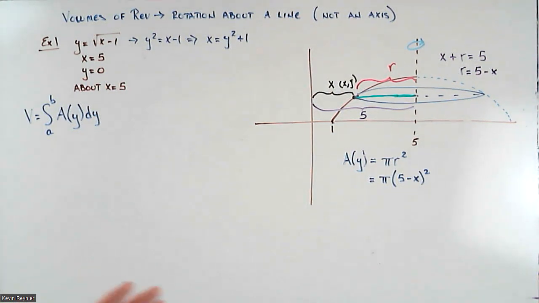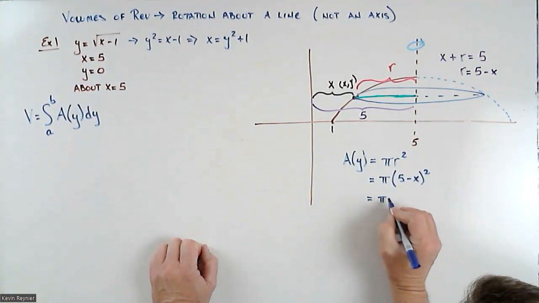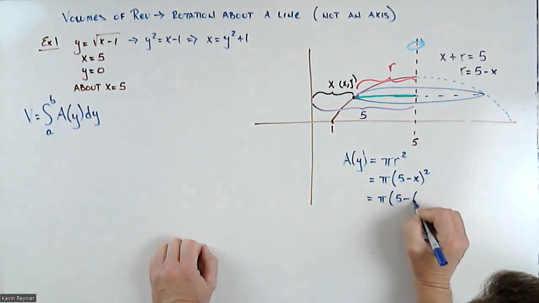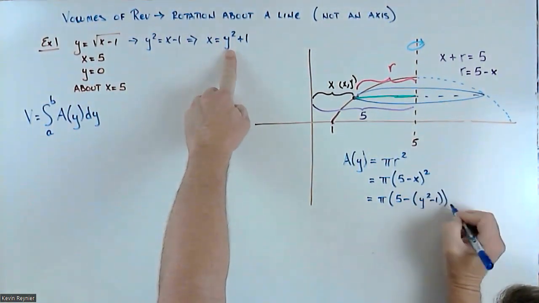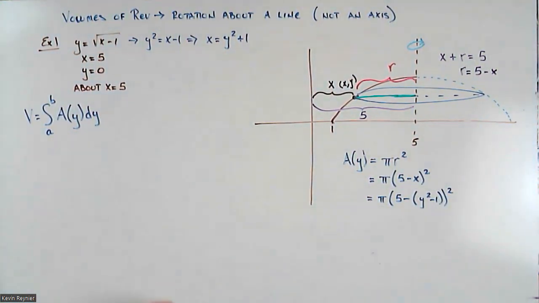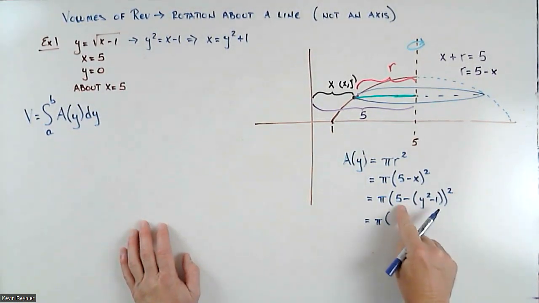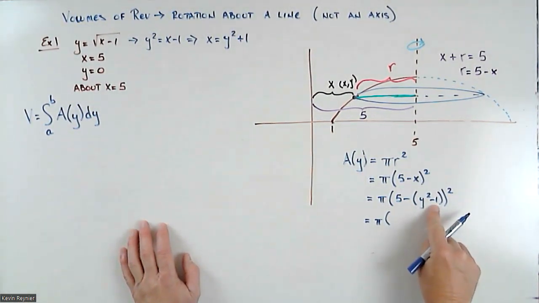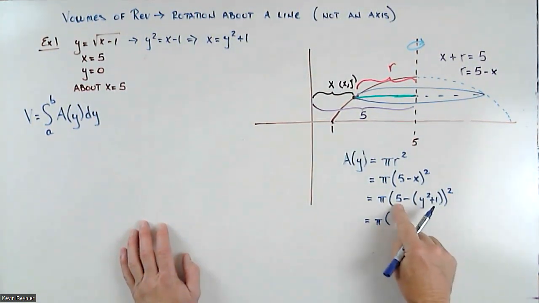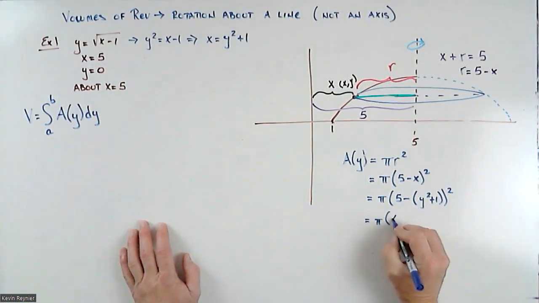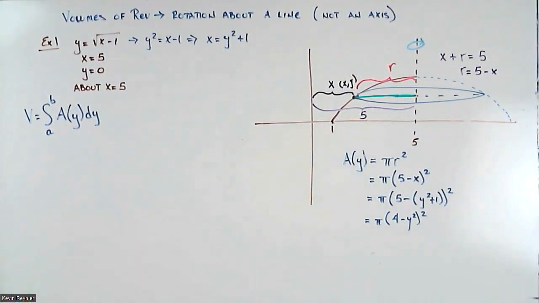Now we have our equation for our area. Our area is pi times 5 minus, don't forget our bracket here, y squared plus 1, and then we're going to square that. Oh, sorry, this is a plus 1, isn't it? So let's make that a plus. We'll have to get the problem correct now. When we simplify this, we're going to get pi times 5 minus 1, that's going to be 4, minus y squared, and we're going to square that.